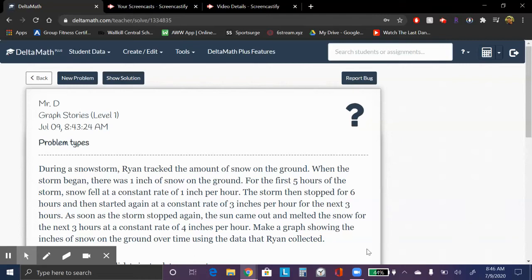In today's video, we are going to be graphing stories. So what we're going to do is read a scenario and graph the scenario based on the information they give us. So we have this nice long word problem describing what's going to happen in the graph. It says, during a snowstorm, Ryan tracked the amount of snow on the ground. When the storm began, there was 1 inch of snow on the ground.